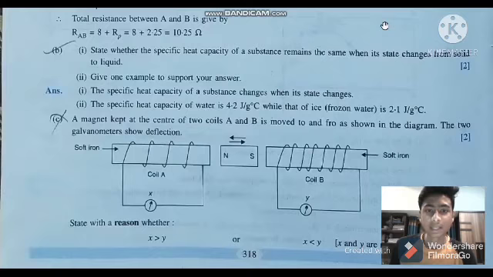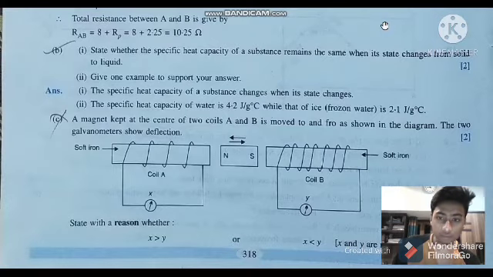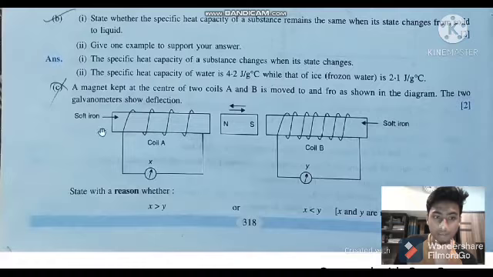State whether the specific heat capacity of a substance remains the same when there is a change of state from solid to liquid. 2 marks, give an example to support your answer. So the specific heat capacity of a substance changes when its state changes. And now the specific heat capacity of water is 4.2 joule per gram degree centigrade, while that of ice or the frozen water is going to be 2.1 joule per gram per Kelvin.